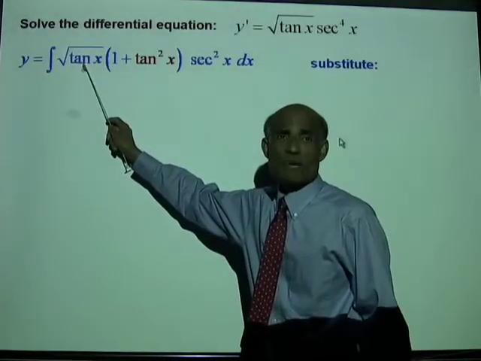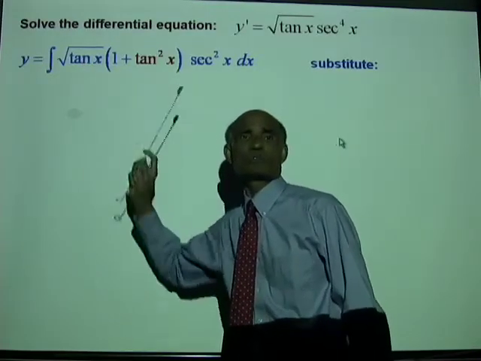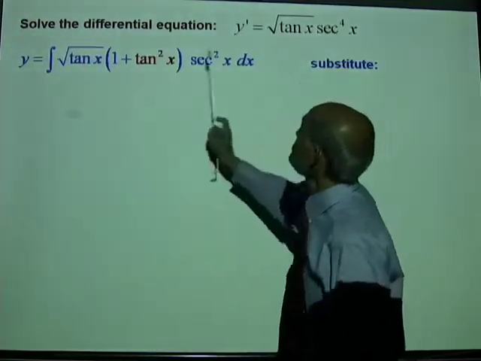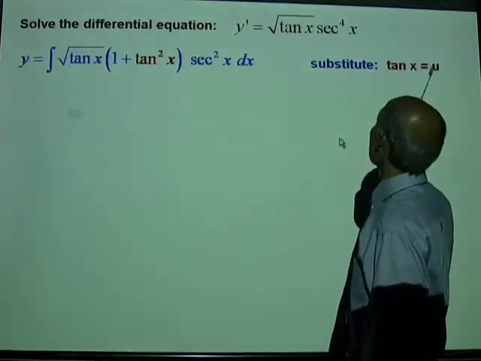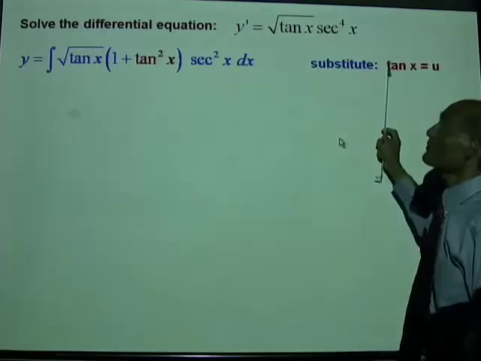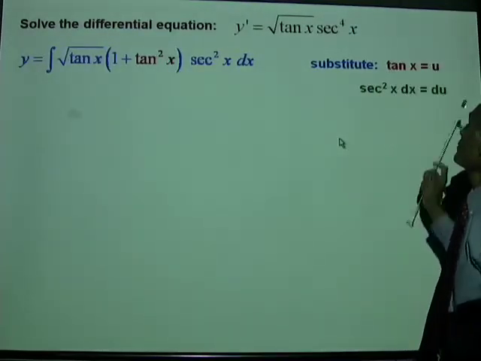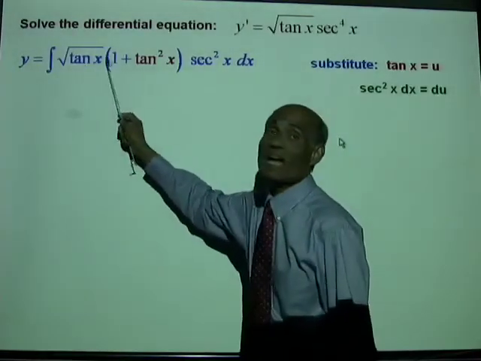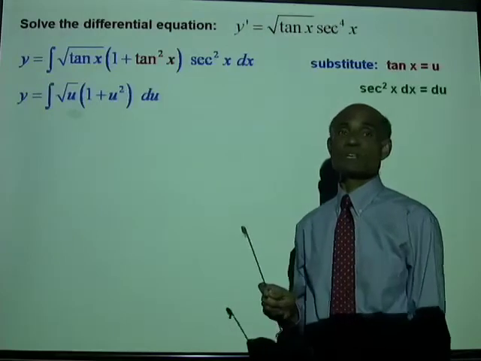Or, to make it simpler, let's do a substitution, and then we will distribute. All right, substitute tan x equal to u. Tan x equal to u. When tan x equal to u, take the differential. Secant squared x dx equal to du. So when tan x becomes u, secant squared x dx becomes du.